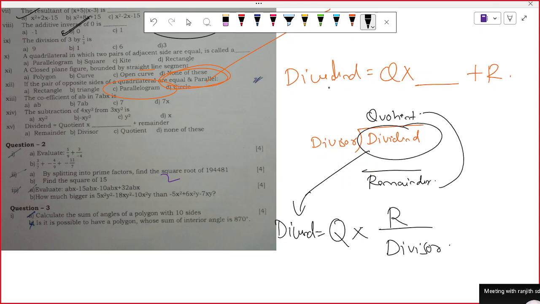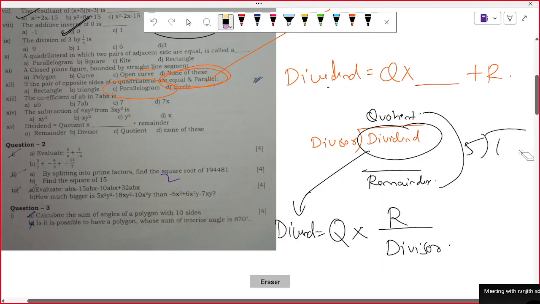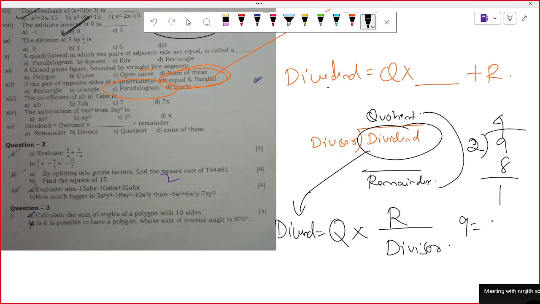Now, what have they asked here? So dividend is equal to quotient multiplied by divisor plus remainder. This is an algebraic expression. For example, 9 divided by 2: 4 is the quotient and 1 is the remainder. So 9 is equal to 4 into 2 plus 1.